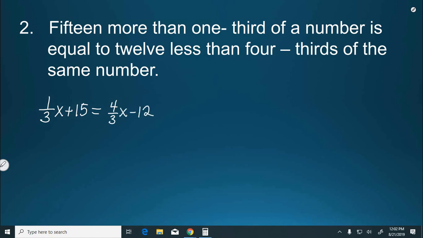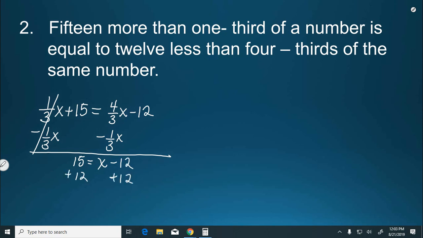There's our equation. So now, since we have x's on both sides and constants on both sides, I'm going to start by moving the smaller coefficient of x over to the opposite side of the equation. 1/3 is smaller than 4/3, so we'll subtract that from both sides. So 15 equals 4/3 minus 1/3, which is 3/3, which is just 1, so x minus 12. Add 12 to both sides, and x equals 27. Done. Final answer, solution is 27.